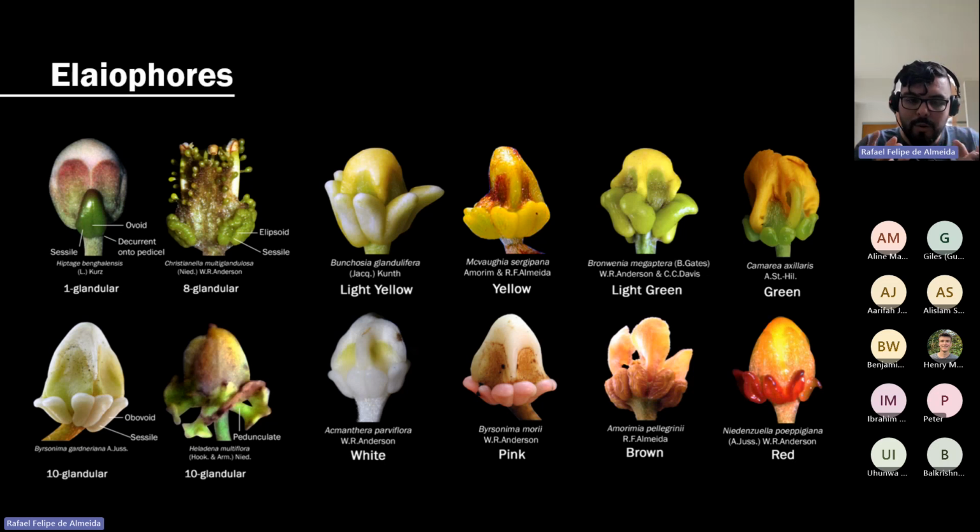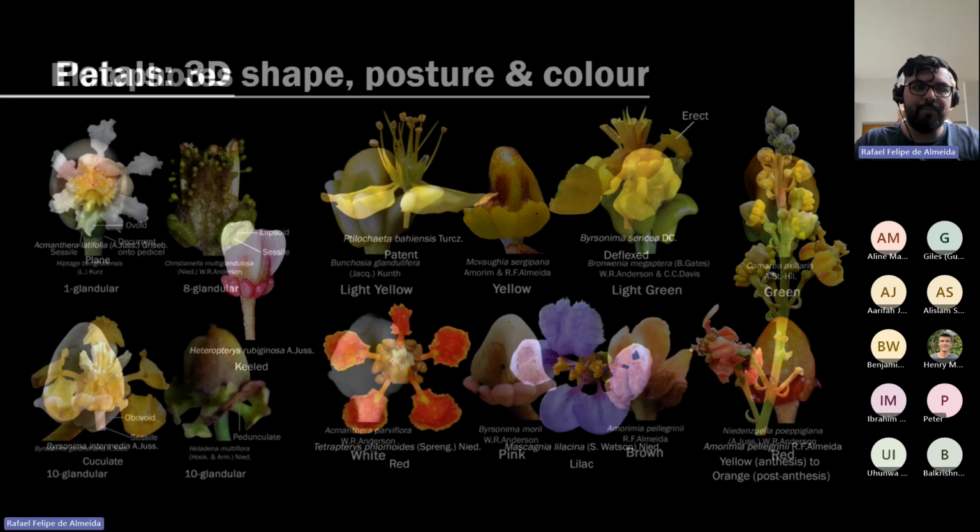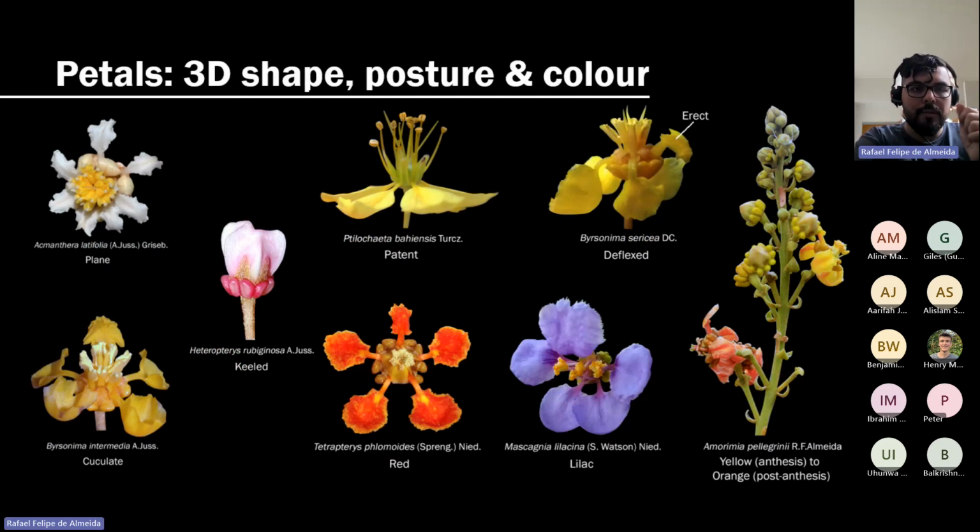So this color changing, it's really, really important in Malpighiaceae as well, but specifically for sepal glands too. Now petals. They vary in 3D shape, posture, and color. They can be plain, straight, as I said before, or they can be cucullate, like bow-shaped, or sometimes when they are in the flower bud, they are keeled.